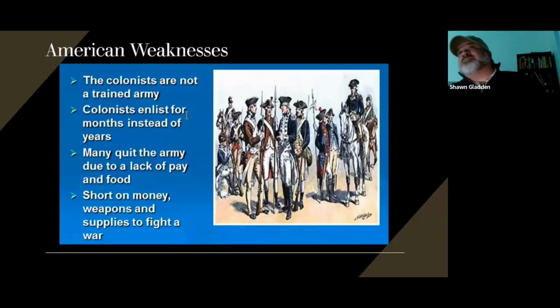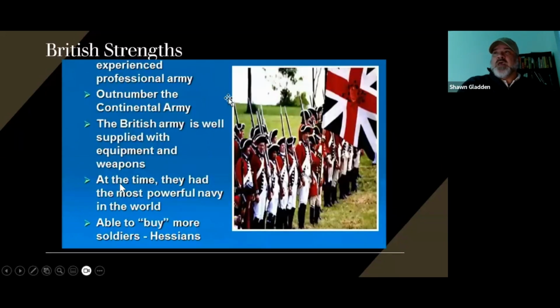The American war effort was pretty lean until the French jump in after Saratoga. Meanwhile, the British were an experienced professional army. They outnumbered the Americans, were well supplied, had a powerful navy, and they could buy soldiers. The Hessians, who were basically German mercenaries, were a big part of their advanced force.